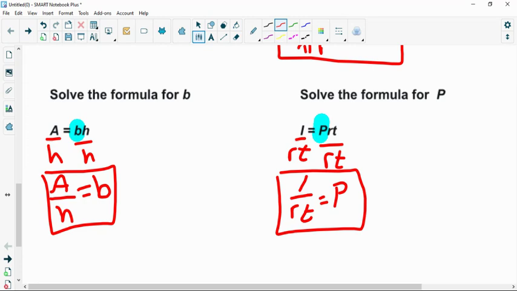That concludes this look at Chapter 1, Lesson 4. Again, we're strengthening our equation solving skills by looking at literal equations, which are equations with two or more variables.